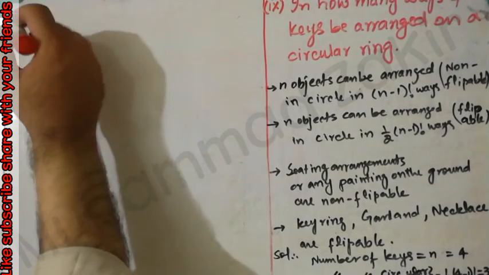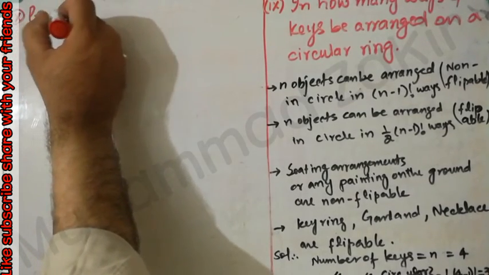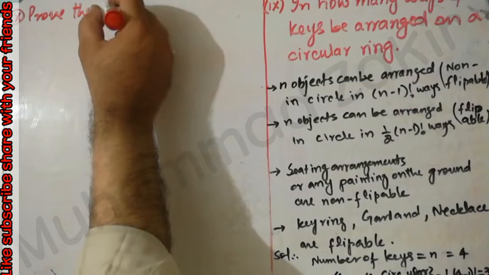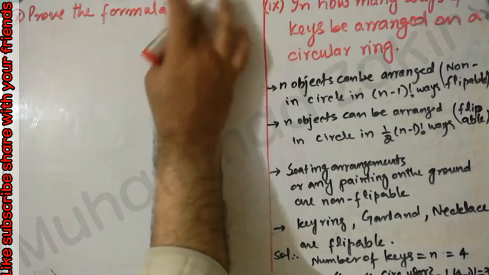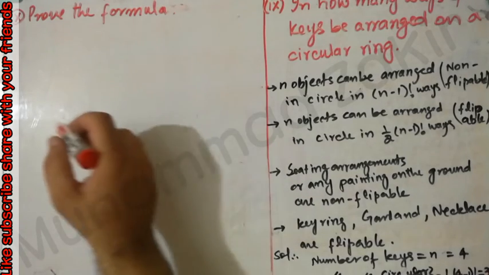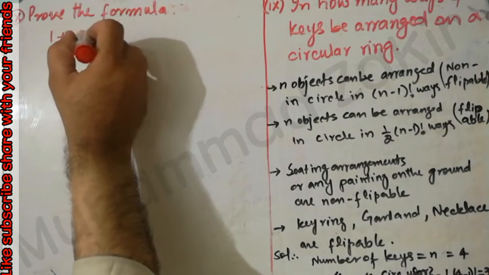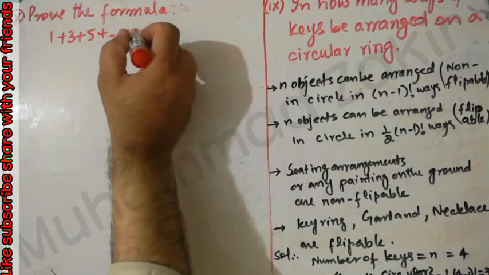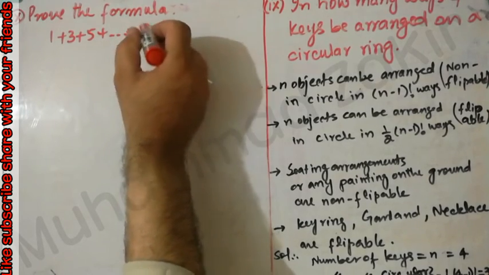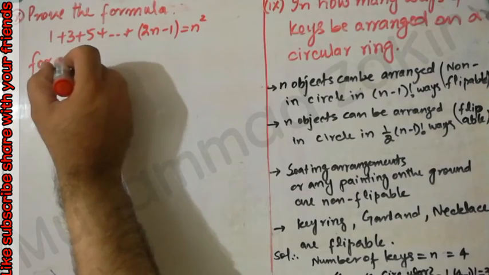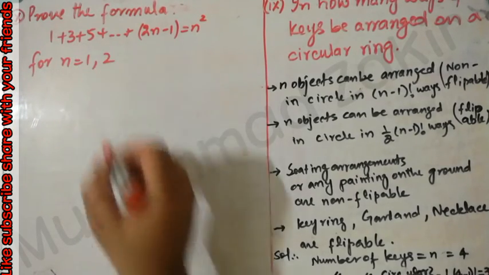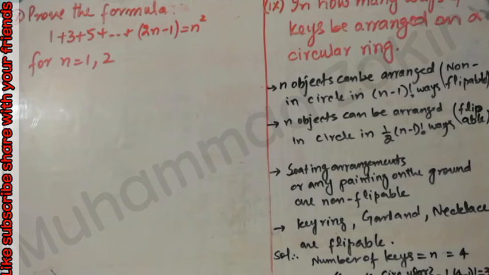Next, number 10 part. He says prove the formula. Which formula? 1 plus 3 plus 5 plus so on, up to 2n minus 1, is equal to n square, for n equal to 1, 2. It can be easily proved.